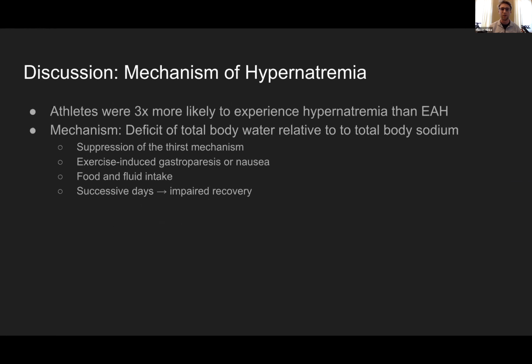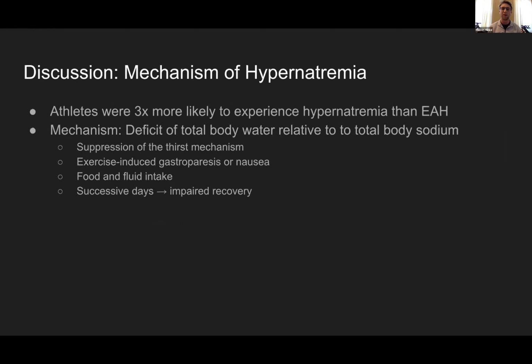So that's EAH. Now moving on to hypernatremia. So athletes in this group were 3 times more likely to experience hypernatremia than EAH, and they're also 3 times more likely to experience it compared to people in single stage ultramarathons too.